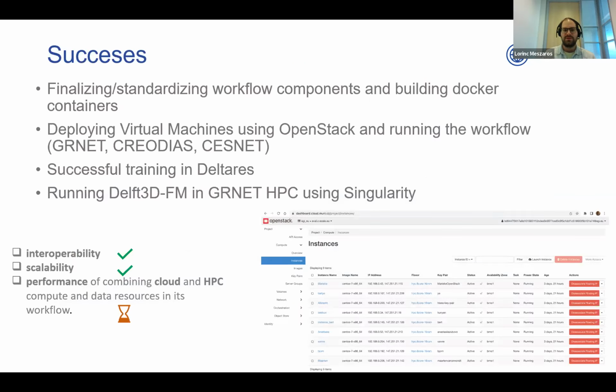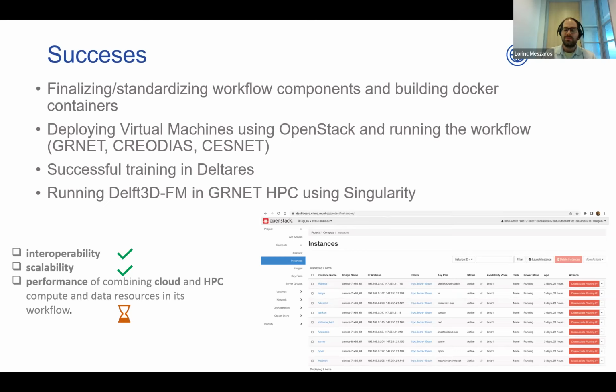In terms of successes, before you ask for it, I think we are quite proud that we could finalize and standardize the workflow components, because they were written in various different scripts, ranging from MATLAB through Python 2, 3, and not really nicely. There were no arguments. It was not that logical. So that was a major work to standardize things and Dockerize them. We were able to open and deploy virtual machines in GRNet, CreoDIAS, and Chestnut. We had a successful training internally at Deltares, but also then in Prague at the EGI conference. We also deployed the D-Flow FM at the HPC of GRNet.